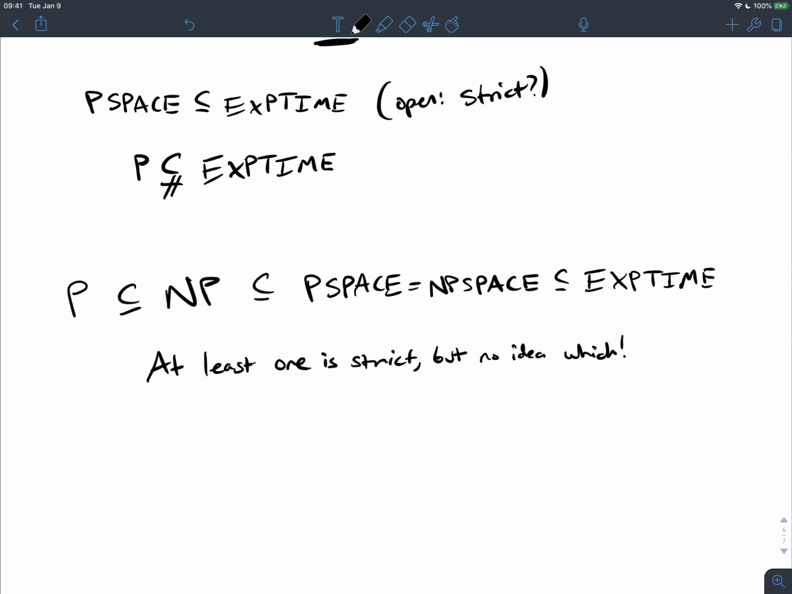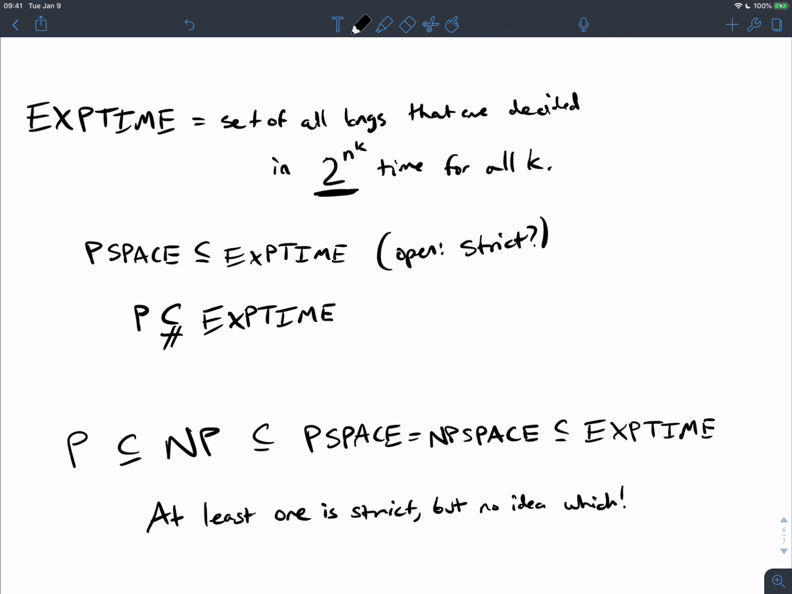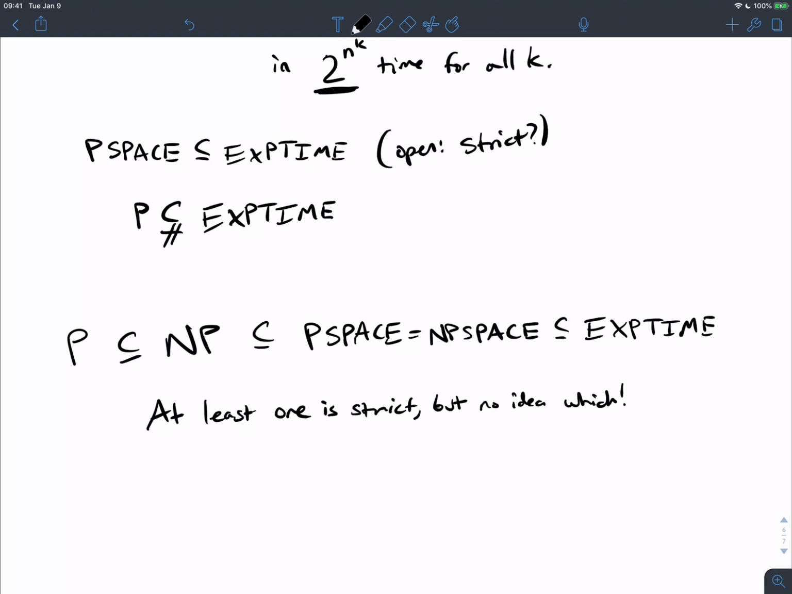So the definition of EXPTIME, was it a set of languages we can decide? Yeah, that you can decide in 2 to the n to the k time for some value k. To decide that language, yeah. So the language has to be decidable in any of these. Yeah, it has to be decidable. So anything that's undecidable isn't in it? It's way beyond EXPTIME, yeah. Other questions?